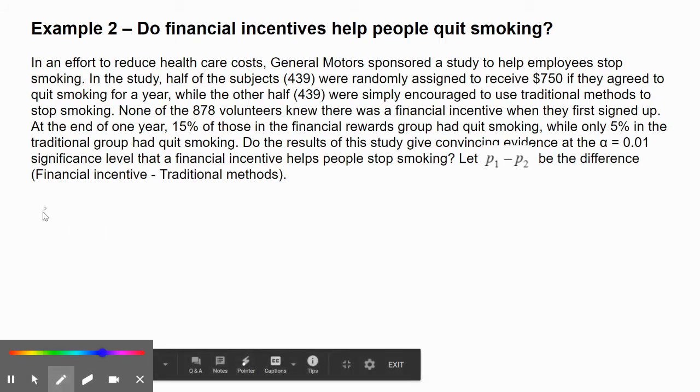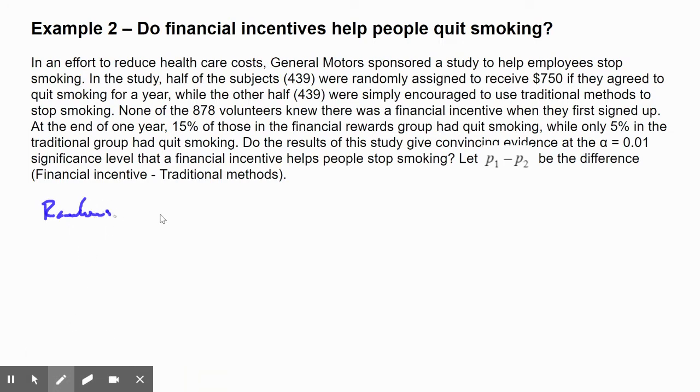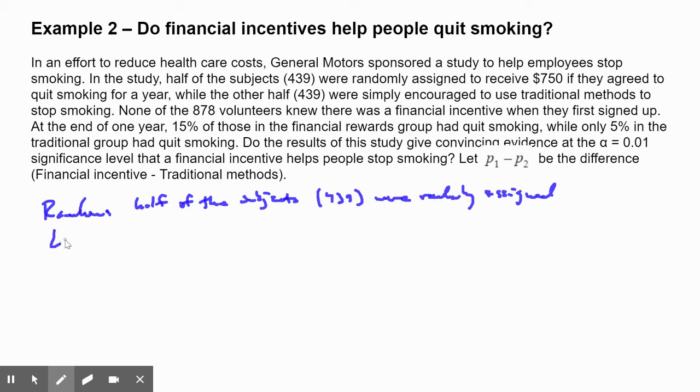Okay, so within our plan, we have to do the random condition. Right here, half the subjects were randomly assigned to receive the incentive, and the other half were simply encouraged to use traditional methods. So half of the subjects, 439, were randomly assigned, and the other half then got the second group. So again, that's all we need. And then we need to do the large counts.